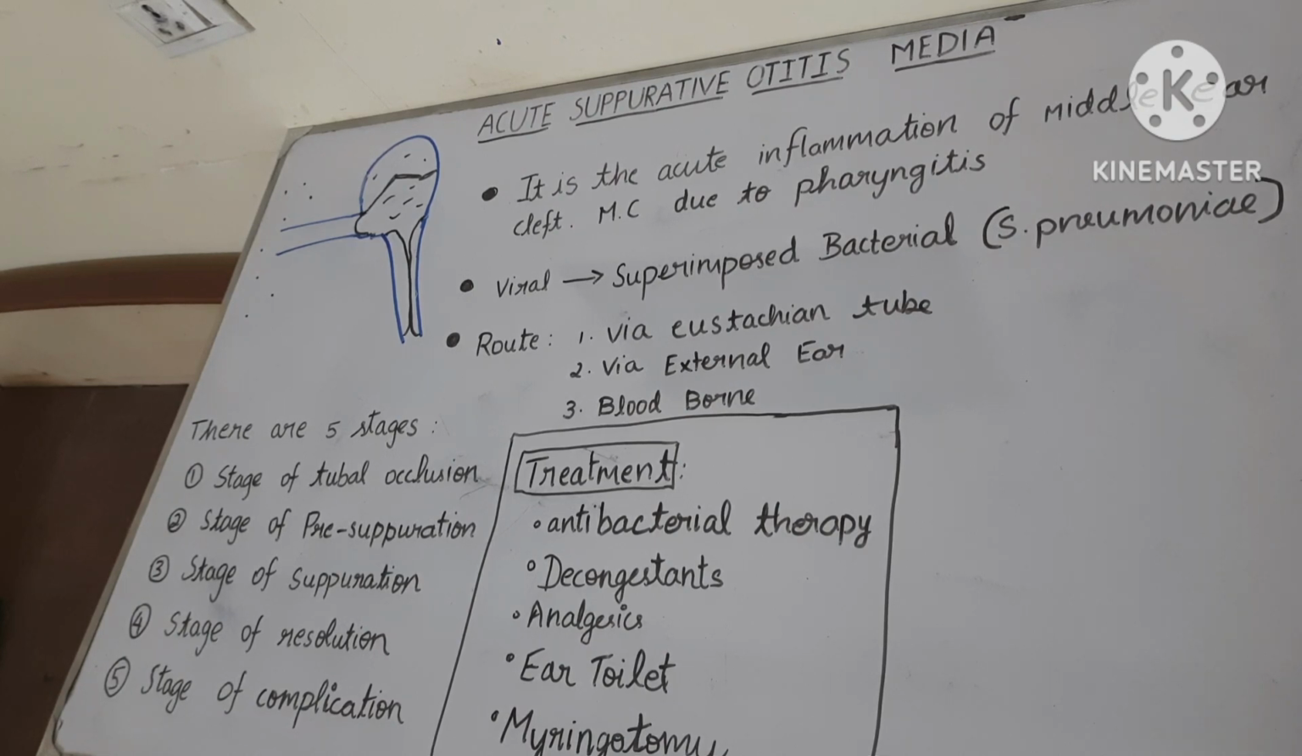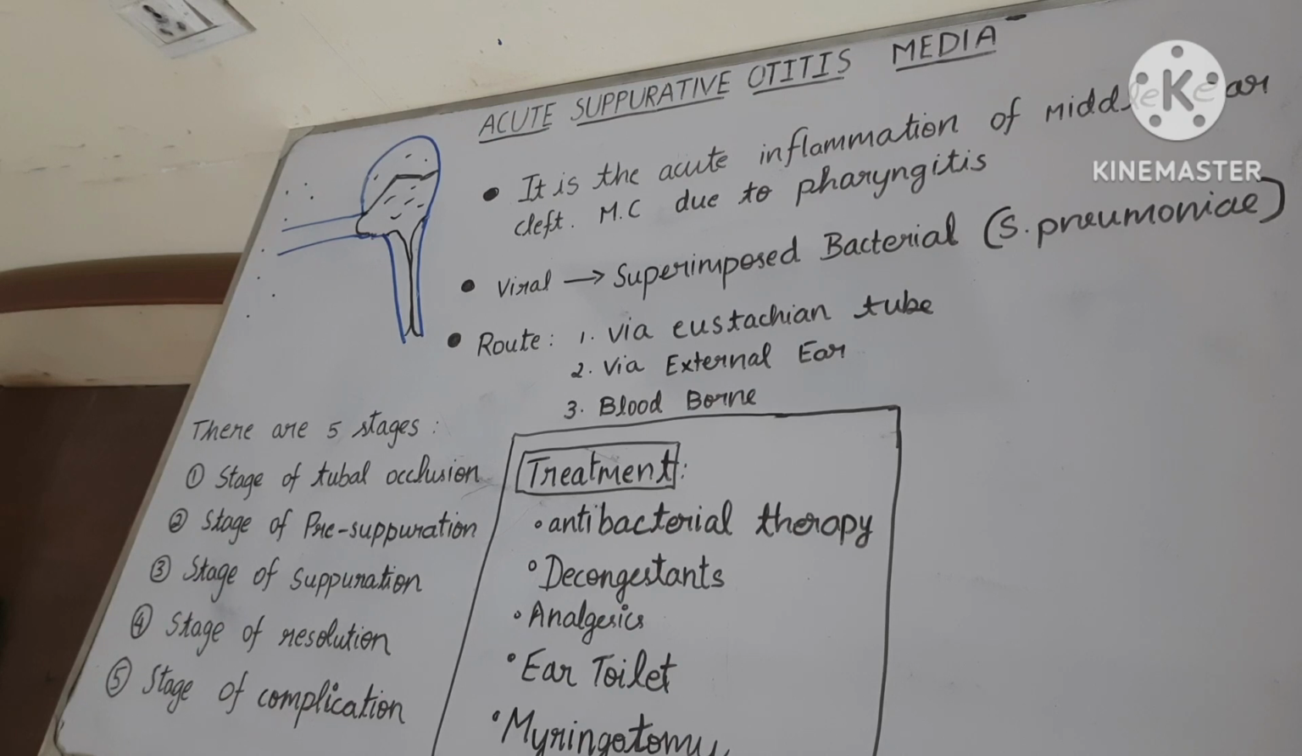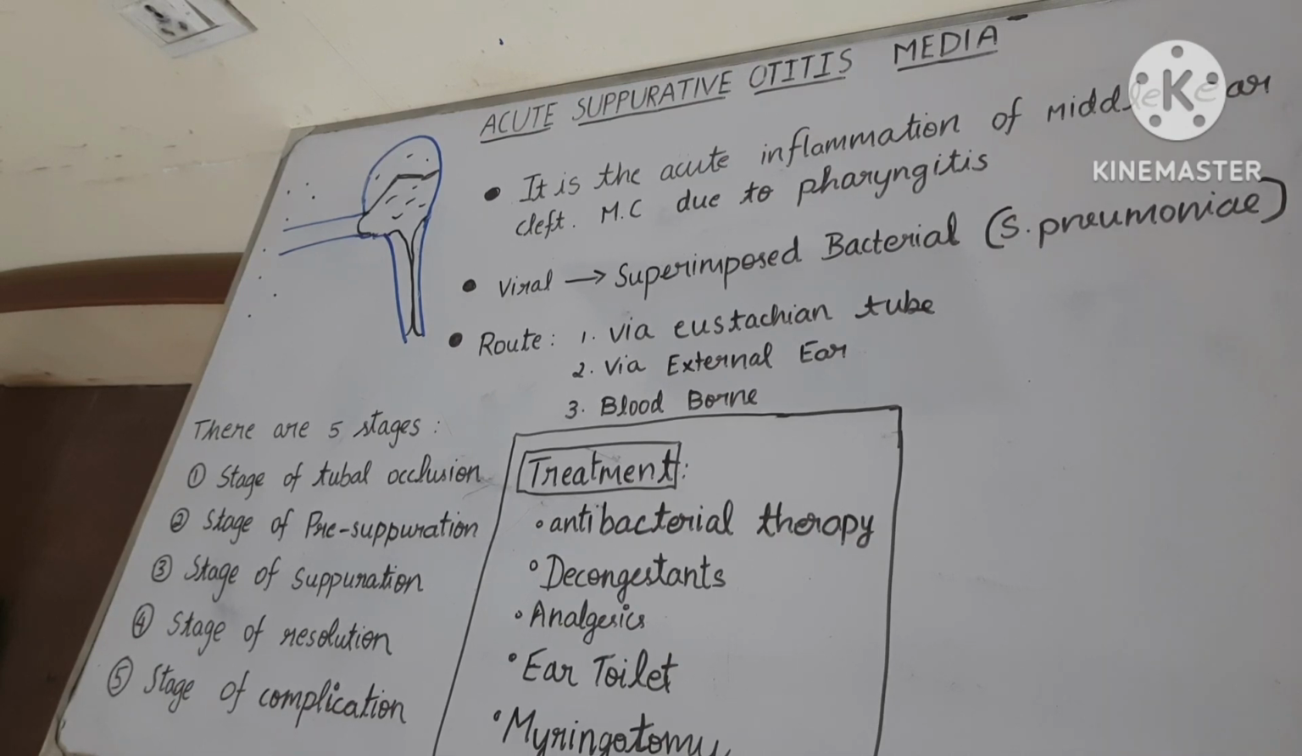Now how do we treat this condition? First, we know it's an infection, so we give antibacterial therapy. That is most commonly amoxicillin plus clavulanate for 10 days minimum. If the patient is allergic to penicillin, you can give cotrimoxazole or erythromycin also. Then you give decongestants to relieve all the pus. You can give oxymetazoline, xylometazoline, etc. as nasal drops, or you can give systemic decongestants like pseudoephedrine.